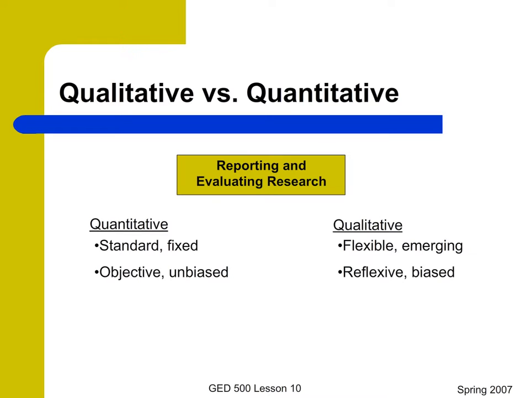Now, when you report your data and evaluate the research, when you're coming up with your findings and your results, quantitative data usually use very standard and fixed procedures. It's usually thought of as very objective and unbiased. Whereas with qualitative, it's very much an emerging process. It's very flexible, it's very interpretive, and there's a degree of bias that's involved, and that's part and parcel of being a qualitative researcher. You know that people come into studies with bias, and you acknowledge and celebrate that. So there are differences there too between qualitative and quantitative.